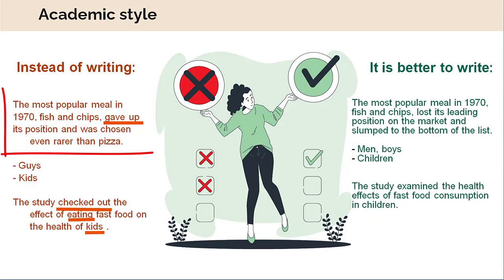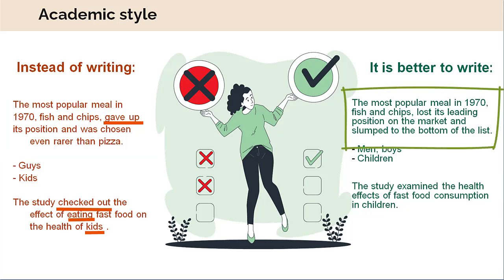The most popular meal in 1970, fish and chips, gave up its position and was chosen even rarer than pizza. A much better way would be to write: the most popular meal in 1970, fish and chips, lost its leading position on the market and slumped to the bottom of the list.